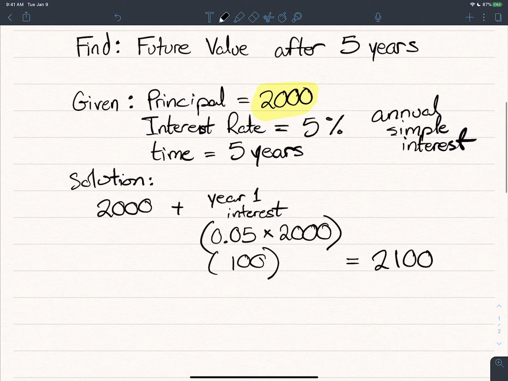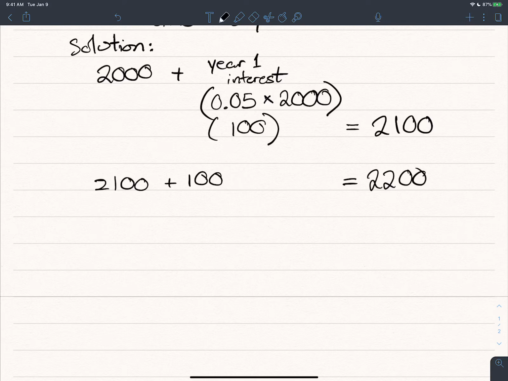Well, now let's move on to year two. And what do we say about simple interest? It's the same amount each year. So we're going to pay the same 5% of the 2,000. We already know what 5% of 2,000 is going to be. That's going to be another 100. And I'm sorry, at this point we don't owe $2,000. At this point we owe $2,100. So we're going to have to do $2,100 plus the 100, and we get our year two amount, which is $2,200. Everything is simple.